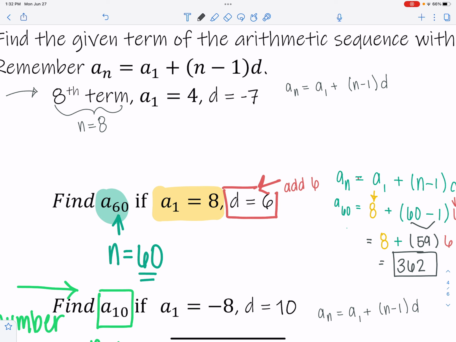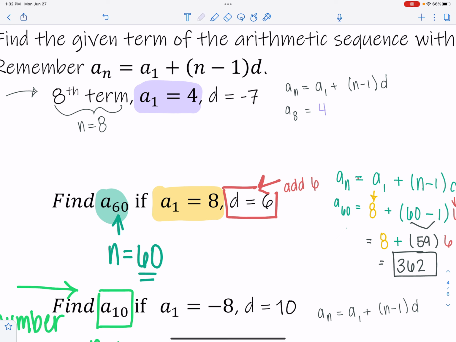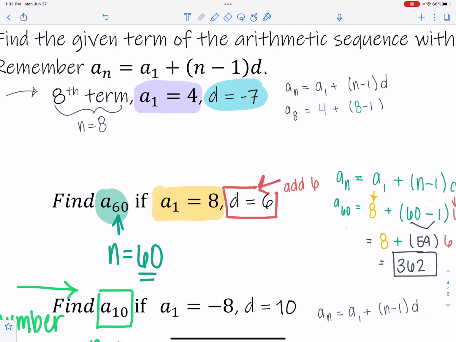Because I'm looking for the 8th term, I'm going to fill in a sub 8. That means the 8th term. Okay, and the first thing I need for my formula is a_1, which is 4, plus (n minus 1) times d. Well, in this case, because I'm looking for the 8th term, n is going to be 8 minus 1. And then d, they told me the common difference is going to be negative 7. And what a common difference of negative 7 means is just that I am subtracting 7 instead of adding 7.